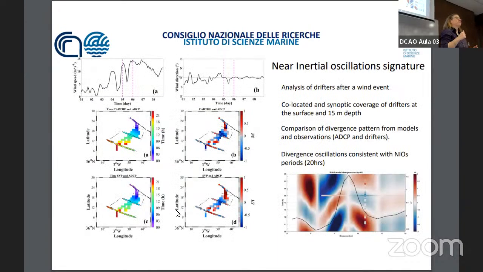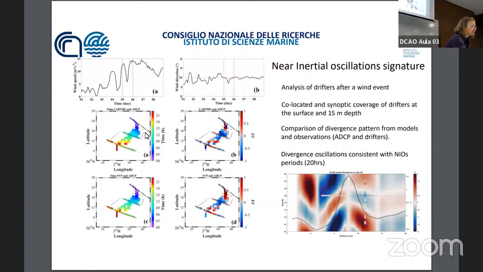Another aspect that we investigated in terms of air-sea interaction and wind effects on submesoscale variability is the near inertial oscillation signature. And so it investigates what happens to the submesoscale after the wind is gone, and we are left with the near inertial oscillation. So we analyze the drifters after a wind event that is here. So we have this wind peak, and we focus on this time period.